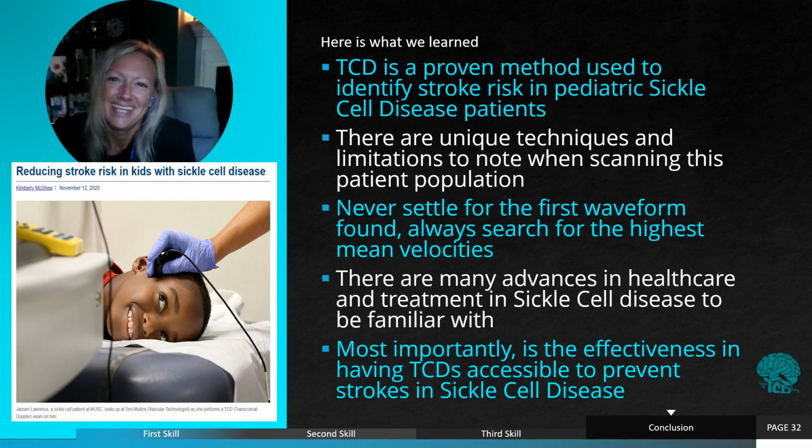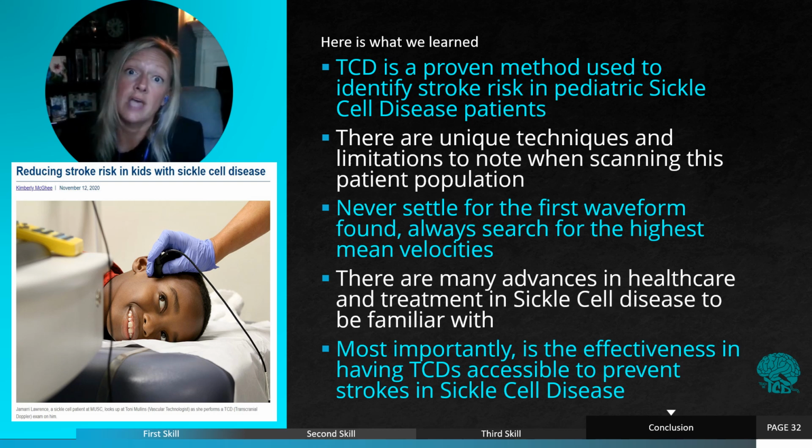In conclusion, TCD is a proven method used to identify stroke risk in our sickle cell pediatric patient population. There are unique techniques and limitations to note in this patient population. Never settle for the first waveform identified. Always search for those high mean velocities. You cannot fake a high mean velocity, but you can miss it. And this high mean velocity is identifying what stroke risk our patients are at, enabling us to prevent strokes and provide intervention before anything critical may occur.